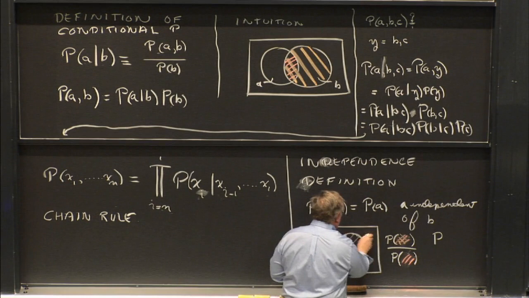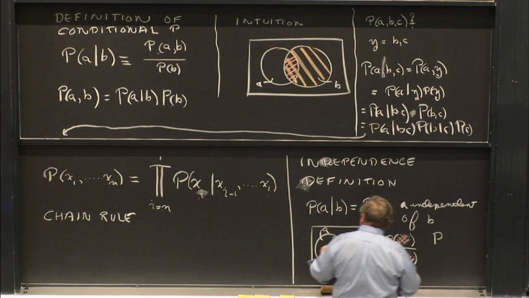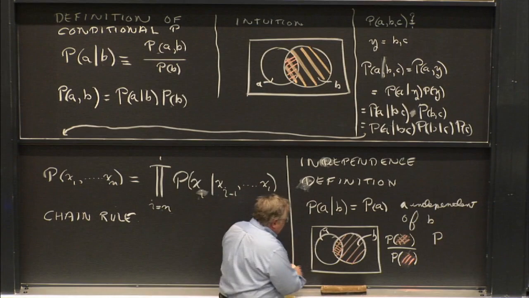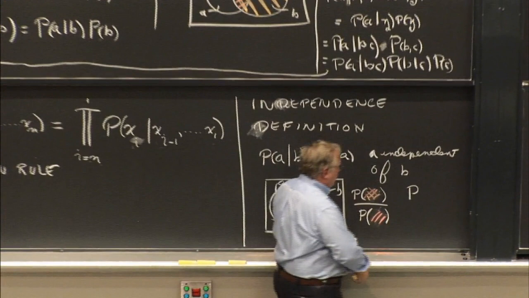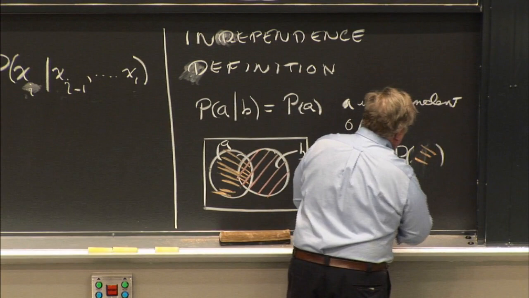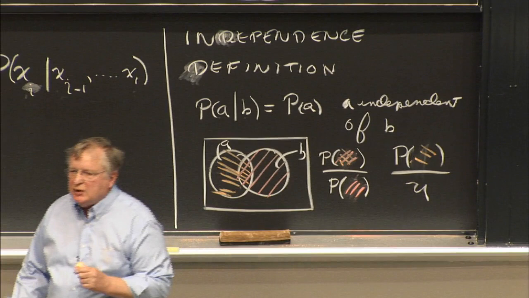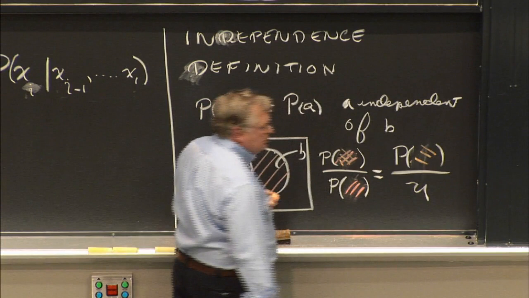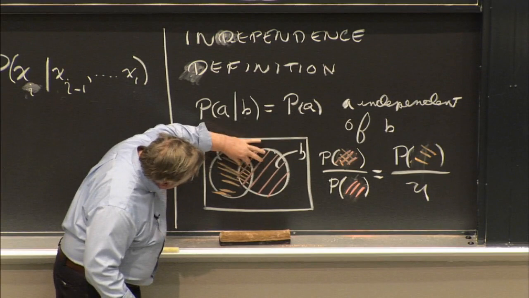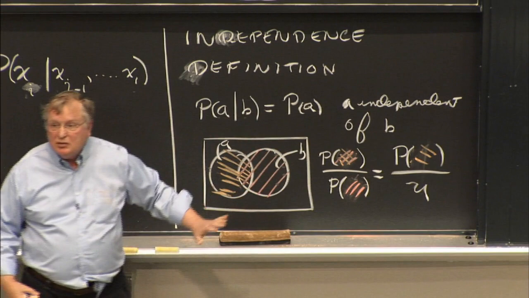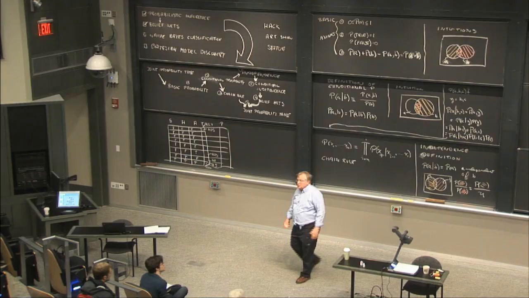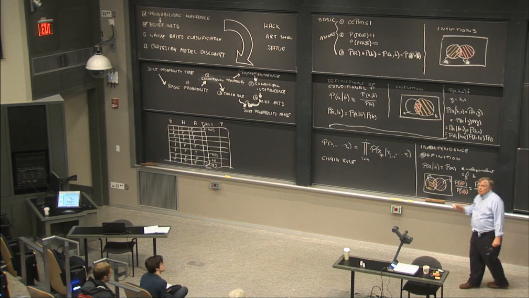And the probability of A, not conditioned on anything except being in this universe, is all of these hash marks, like so, divided by the universe. So when we say that something's independent, it means those two ratios are the same. That's all it means from the intuitionist point of view. So it says that this little area here divided by this whole area is the same as this whole area for A divided by the size of the universe. So that's what independence means. Now, that's quite a lot of work, but we're not done with independence because we've got conditional independence to deal with.